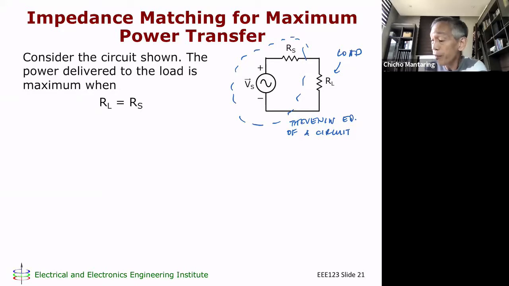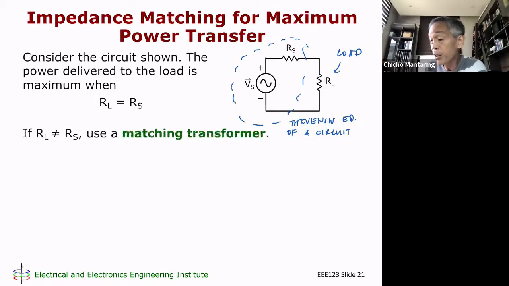Okay, what if meron akong load na hindi ko ma-adjust yung value, no? Ito, that's already given. That's the Thevenin resistance of your circuit or your source resistance. And then what if I have a load that I cannot adjust this value? How do I deliver maximum power through it? What you do is you use what is called a matching transformer.